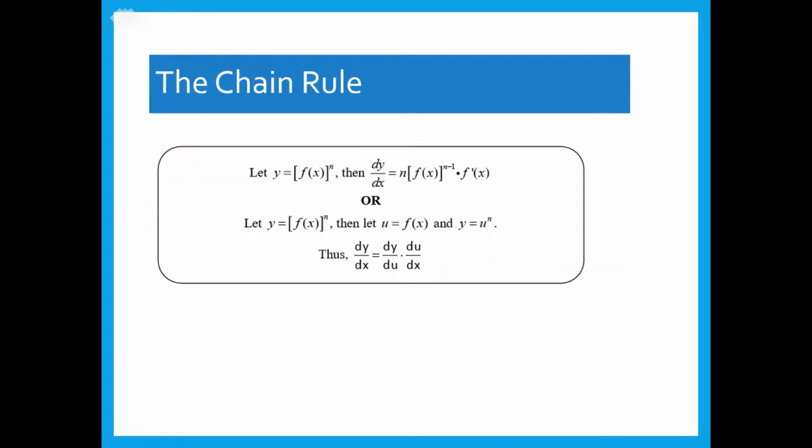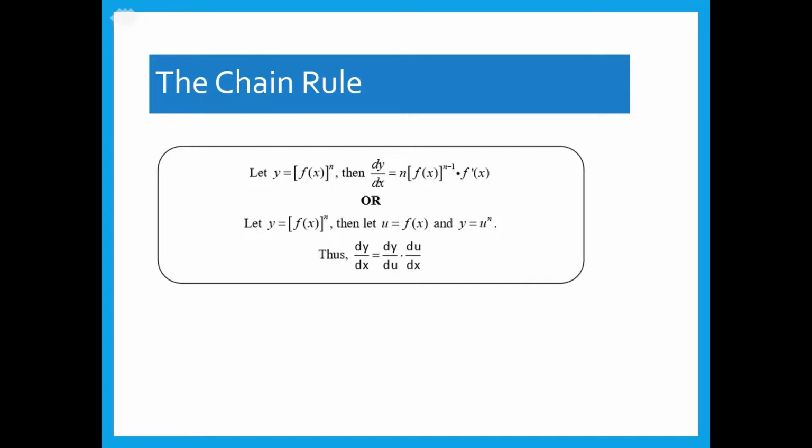Now, consider y equal to f(x) to the power of n. Differentiate this function using power rule. You will obtain dy over dx equal to n multiply with f(x) to the power of n minus 1 and multiply with f prime x.